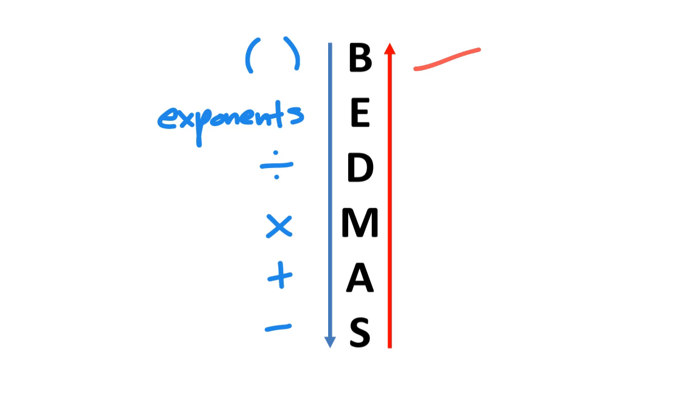The opposite of an exponent is something called a root. You're most familiar with a square root. The opposite of division is multiplication. The opposite of multiplication is division. The opposite of addition is subtraction. And the opposite of subtraction is addition. I want you to keep this in mind in the next few lessons.